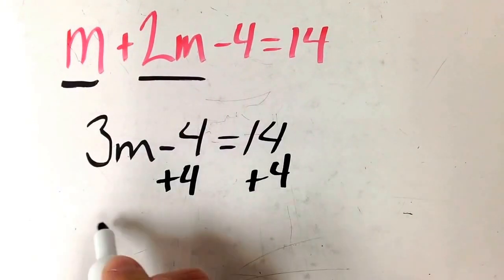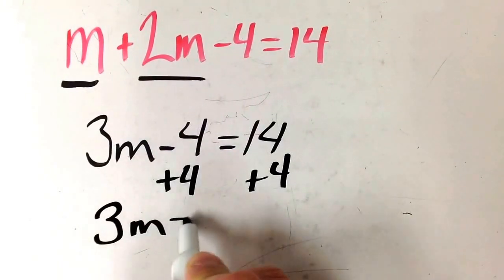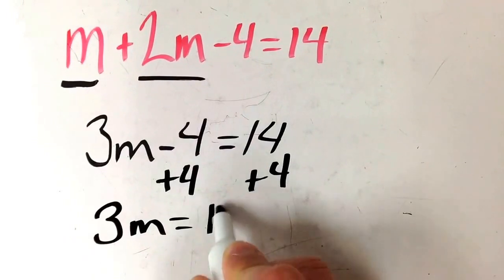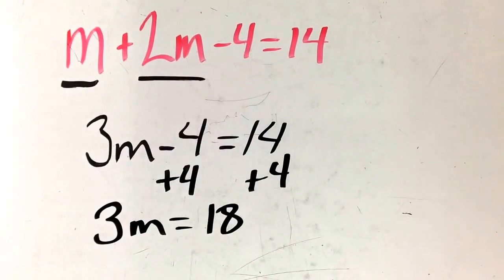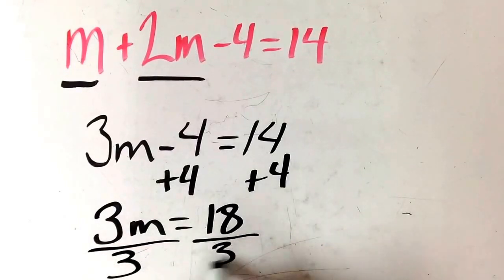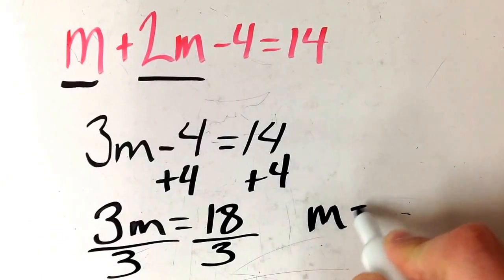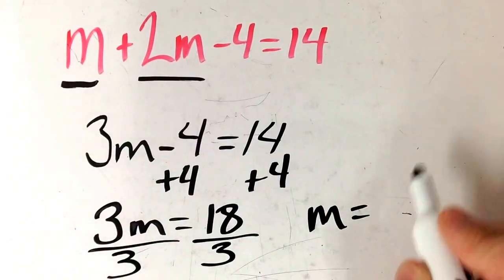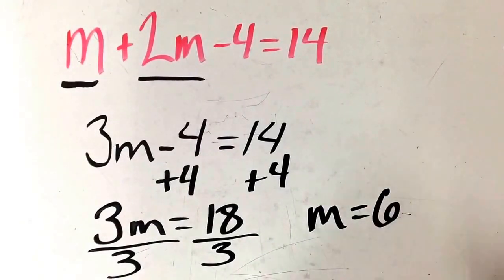And then I've got 3m equals 14 plus 4, which is 18. And then from there, I'm going to divide both sides by 3. And that's going to leave me with m equals 18 divided by 3, which is 6. Now that's the first step for 7-2.